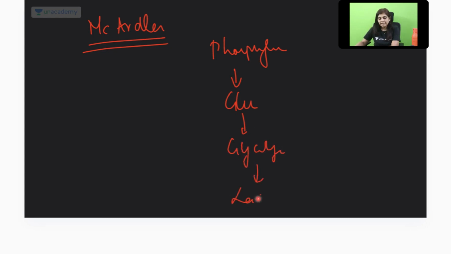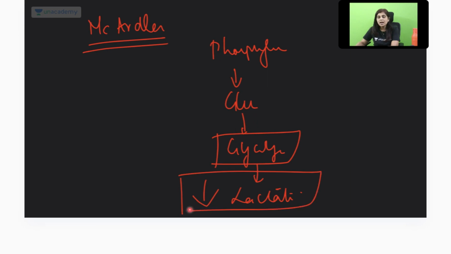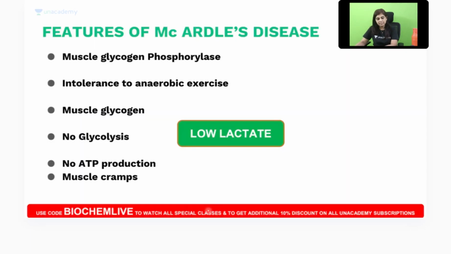Without glycolysis, can there be lactate formation? Can you answer this? Without glycolysis, can there be lactate formation? No lactate formation. So actually in McArdle's, lactate level in the arm will be less. Do you all understand this? In McArdle's, lactate level in the arm will be less because there is no glycolysis. Can you see that here? This is what I want you to all understand. There is low lactate level in McArdle's in the working arm.